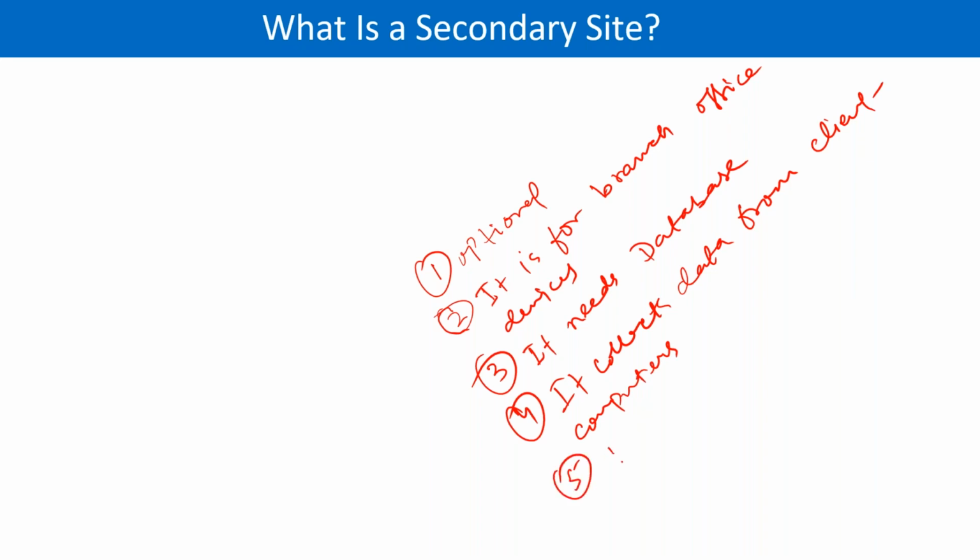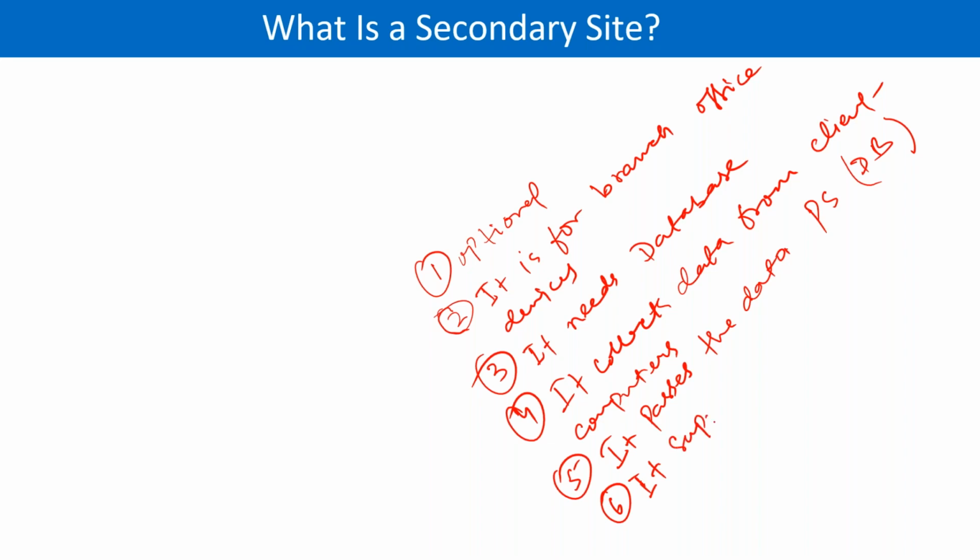Point number 5, it passes the data to the primary site database. Basically it is going to pass on the data to the primary site database. Point number 6, it has a limit. How many devices does it support? Secondary site we are talking about now. So it supports 15,000 client computers. Okay, clear?